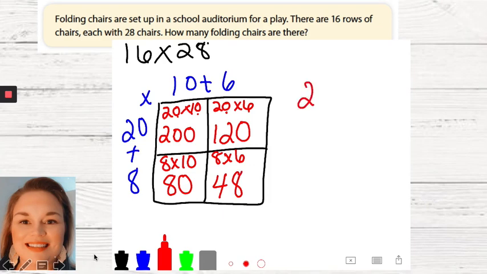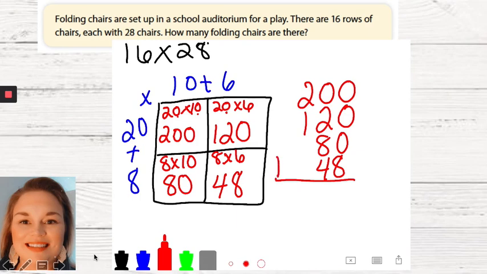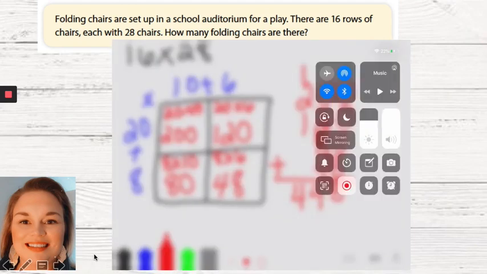So first we're going to do 200, 120, 80, and 48. In the ones column, you have the answer of 8. In the second column, I like to make friendly numbers, so 8 and 2 is 10, plus 4 is 14. You'll regroup the 1 to the hundred spot, and then 2 plus 2 is 4. So you have a final product of 448.